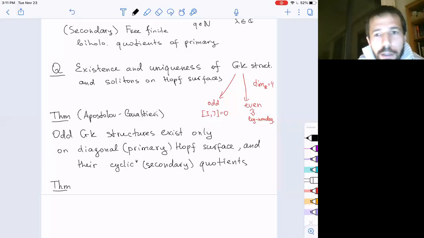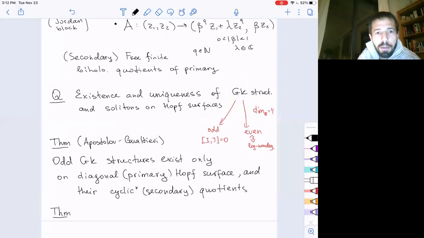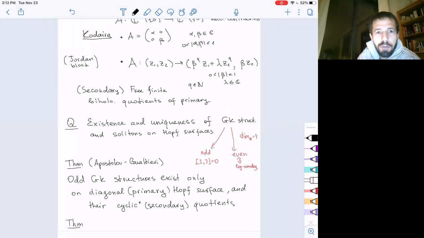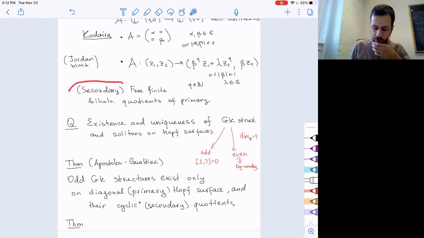Just to be sure I understand. So the theorem by Vesti and Marco is that if I consider generalized scalar structures of odd type on a secondary surface, this has to be diagonal primary Hopf. So if it's secondary, it has to be a cyclic quotient of the diagonal Hopf. Okay. And if it's primary, it has to be diagonal Hopf. Okay. And those do admit odd generalized scalar structure. Thanks.